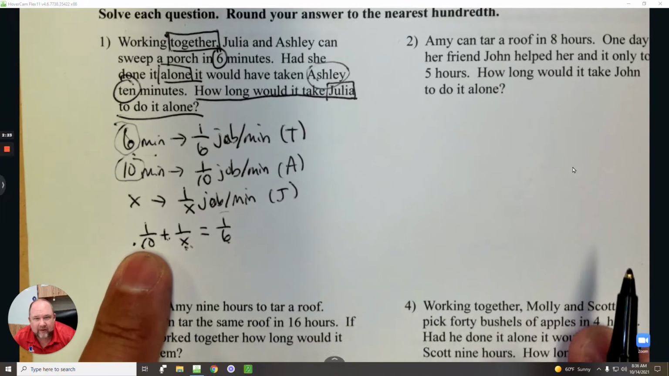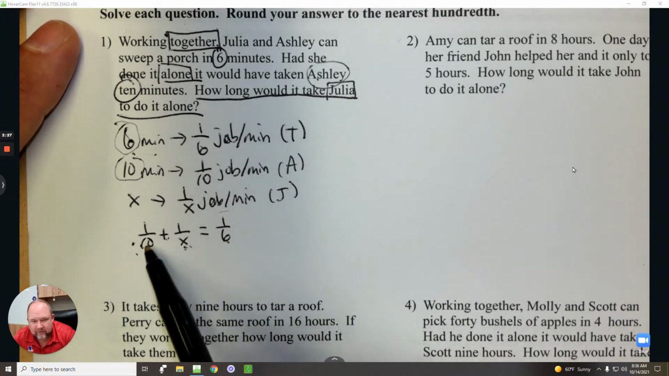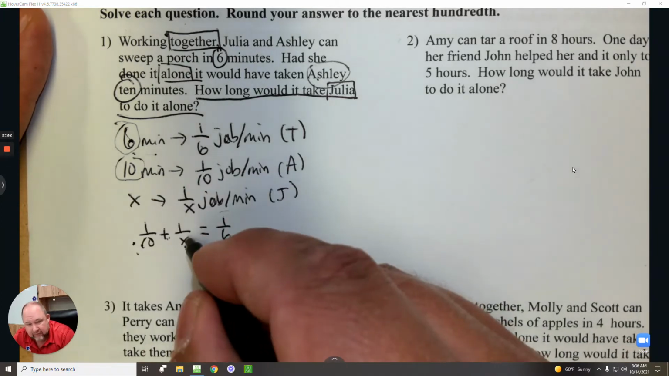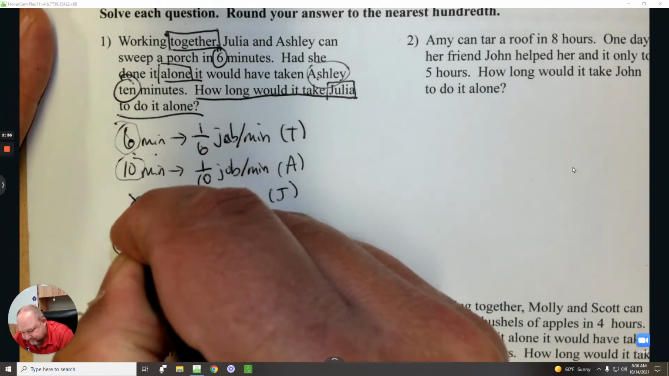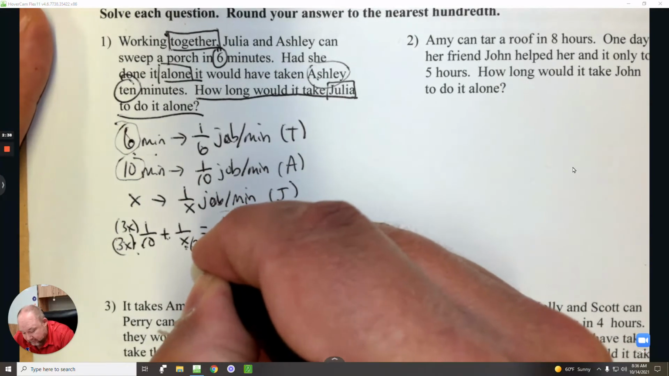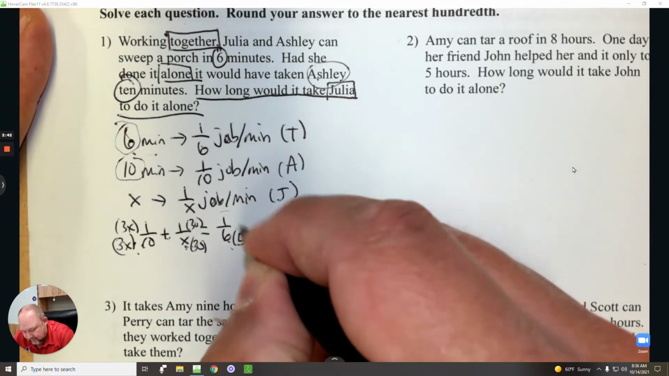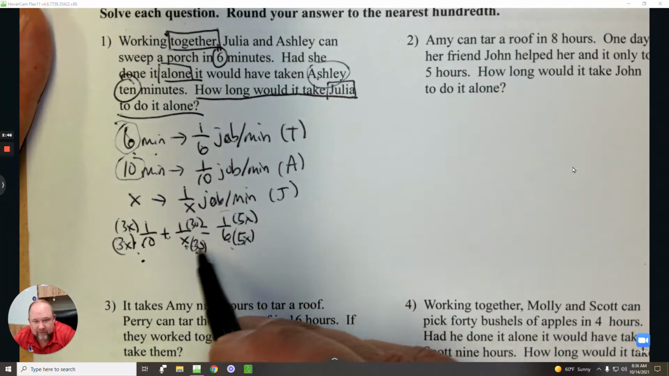This is a rational equation. To solve it, we're going to make common denominators. So what number does 10 and 6 both go into evenly? That number's 30. But there's also an x. So I'm going to multiply by 3x, top and bottom. I'm going to multiply by 30, top and bottom. And then by 5x, top and bottom. I want to make common denominators. Now each denominator is 30x.